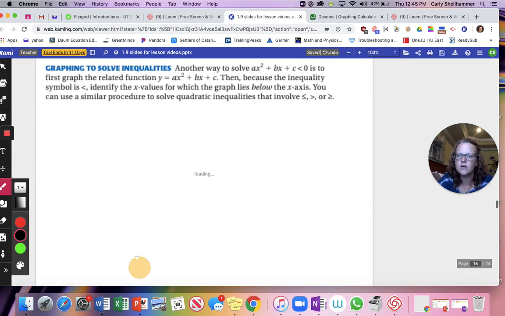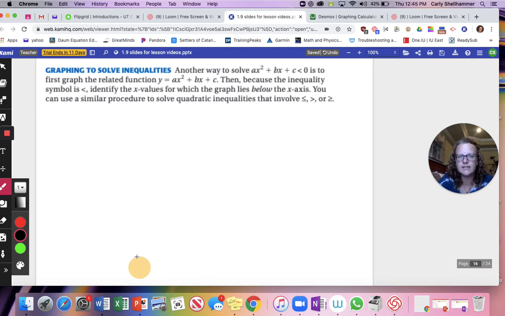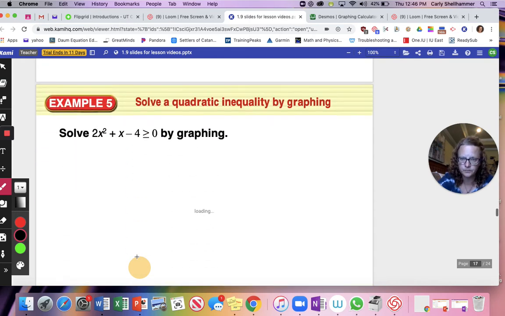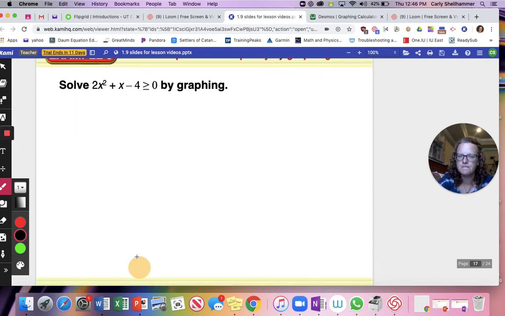We can also graph to solve inequalities. Another way to solve this is to first graph the related function y equals ax squared plus bx plus c. Then, because the inequality symbol is less than, identify the x values for which the graph lies below the x-axis. You can use a similar procedure to solve quadratic inequalities for less than or equal to, greater than, or greater than or equal to. So let's practice one. Okay, first I'm going to graph this.